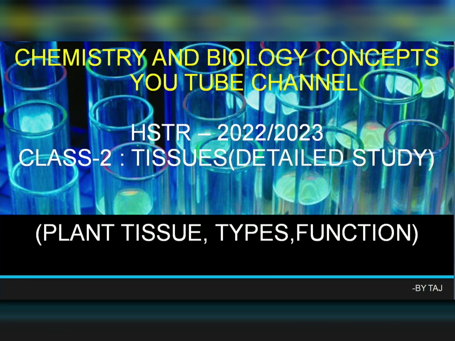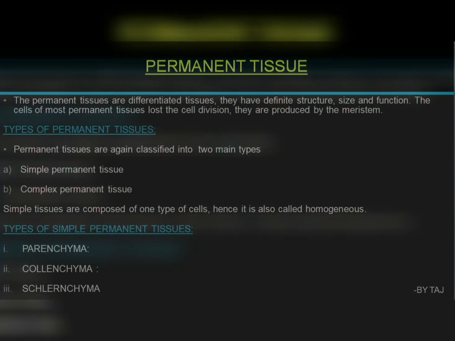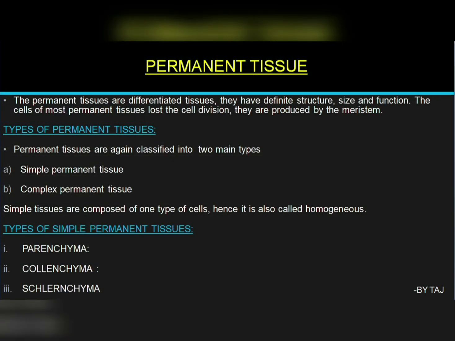So in the previous class we discussed the meristematic tissue and the permanent tissue. In that, meristematic tissue and its types we learnt in the first class. Today we will discuss the permanent tissue.